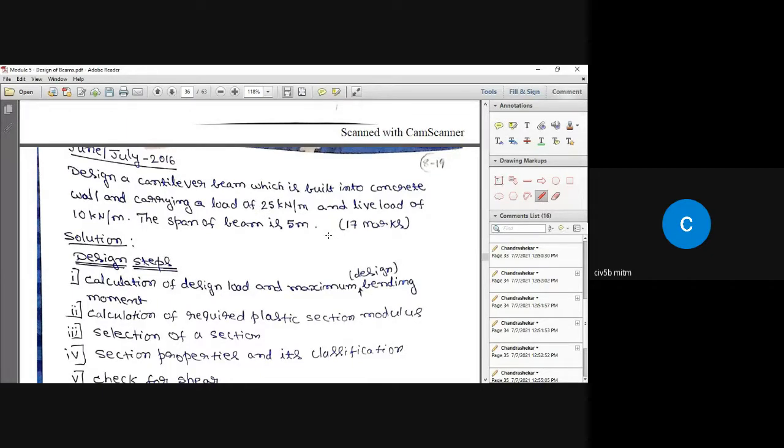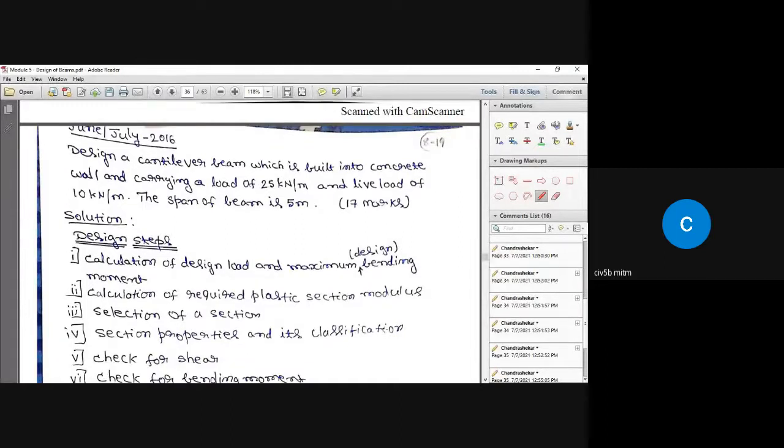So this is about the cantilever beam. Design a cantilever beam which is built into a concrete wall and carrying a load of 25 kilonewton per meter and live load of 10 kilonewton per meter. The span of the beam is 5 meter. That is, the length of the cantilever beam is 5 meter.